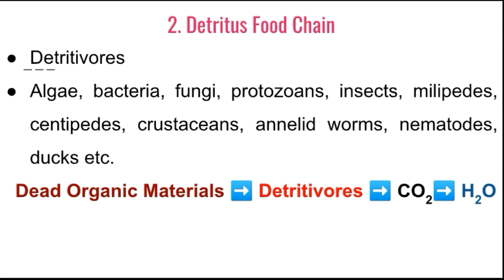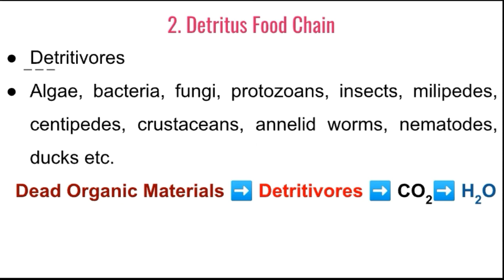Another food chain is the detritus food chain. This food chain starts from organic matter and ends in inorganic compounds. We know that there is a certain group of organisms which feed on the dead bodies of animals and plants. These organisms are called detritivores. Which organisms are detritivores? Those animals which feed on the dead bodies of animals. Those animals are called detritivores.